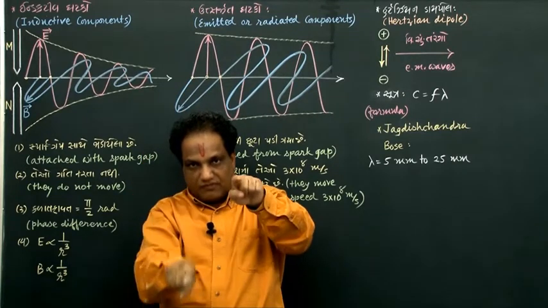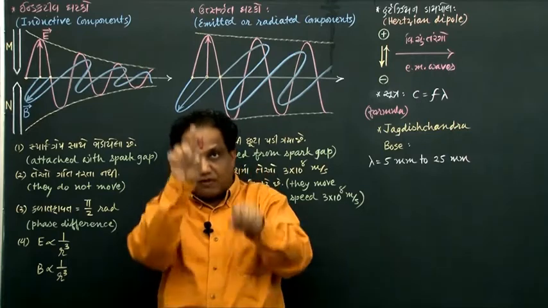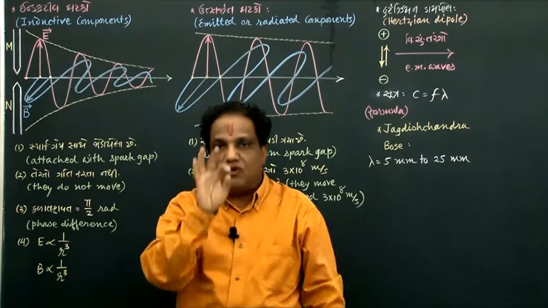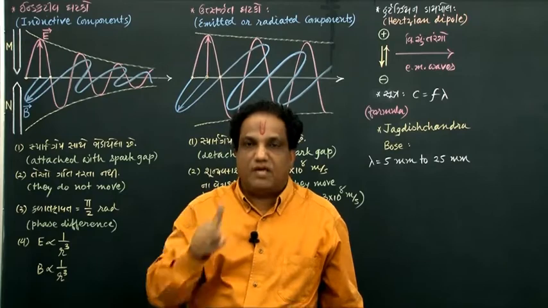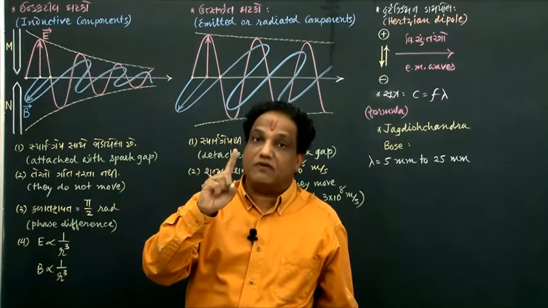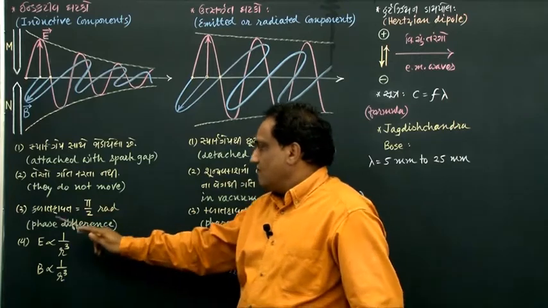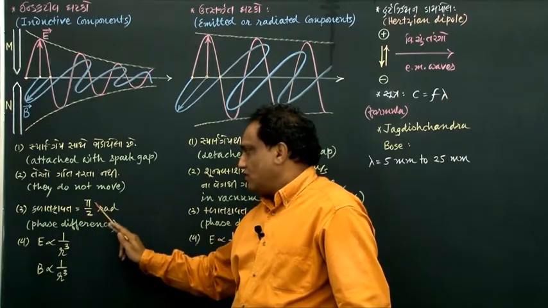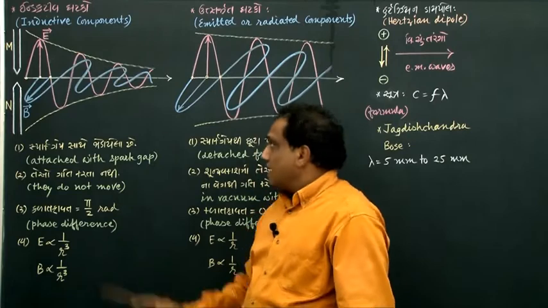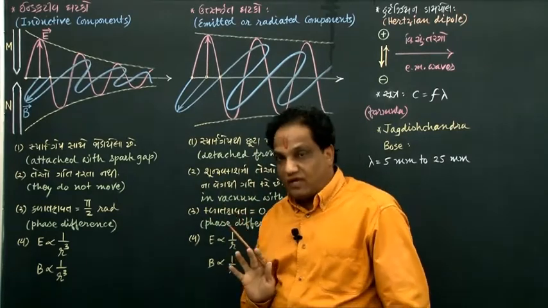When this will become 0, this will become maximum, like that. So they are performing oscillations with a phase difference between them equal to pi by 2 radian. That's what I have noted here. Phase difference is pi by 2 radian. Got it? And here look in this figure carefully.